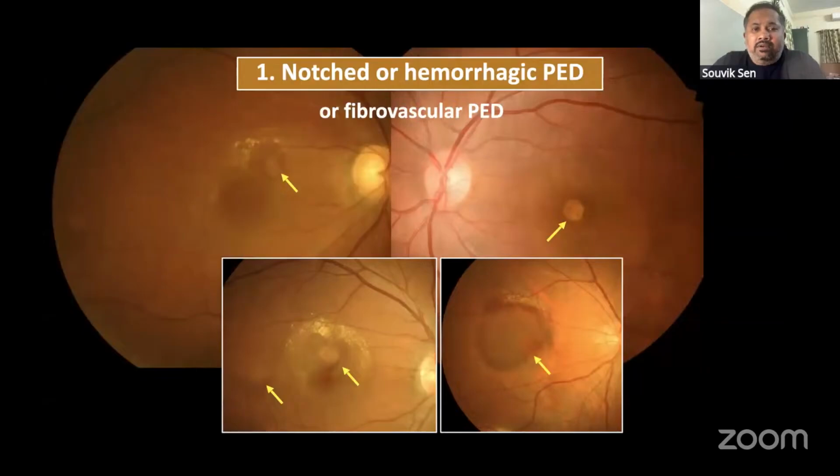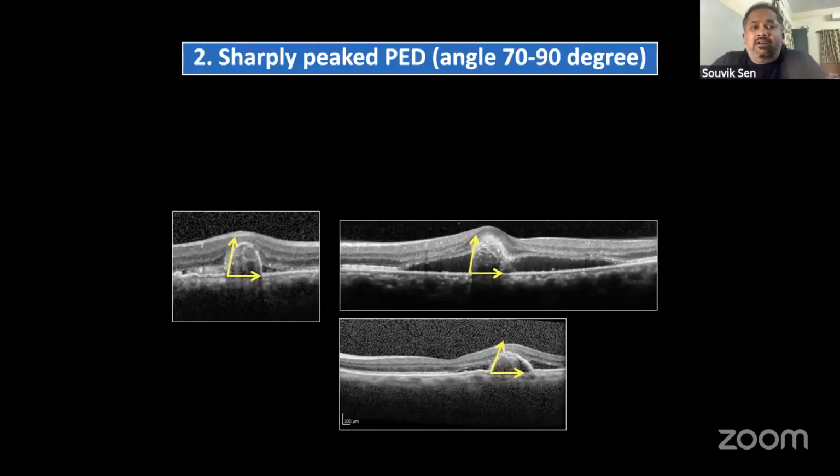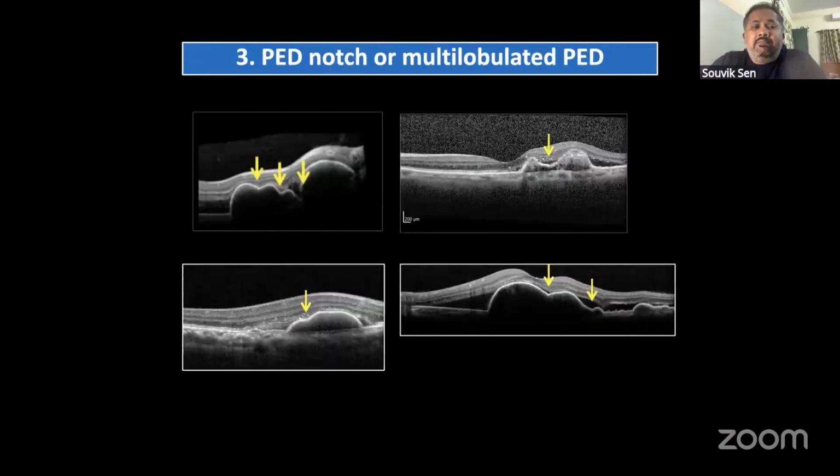So this is what we're looking at: a patient who may potentially have IPCV of the neovascular AMD subset. If we suspect they might have IPCV, we might see this in the fundus. And then on the OCT, of course, we'll see a sharply peaked PED with angulations between 70 to 90 degrees. Then we're seeing a PED notch or multilobulated PED. So this is a very characteristic finding.